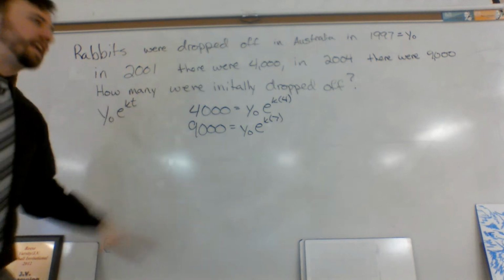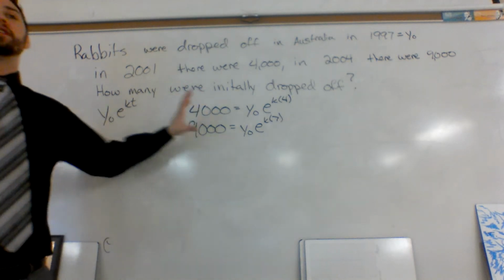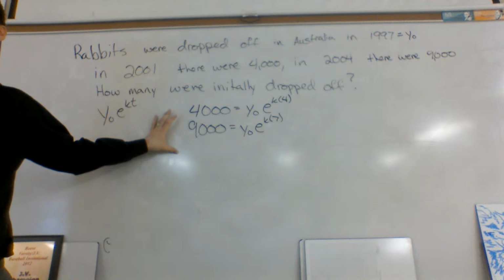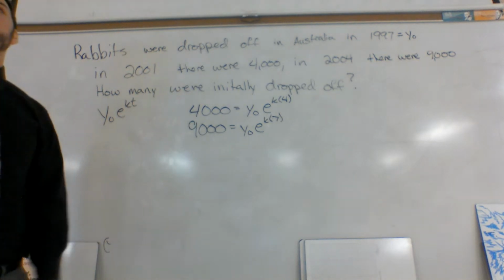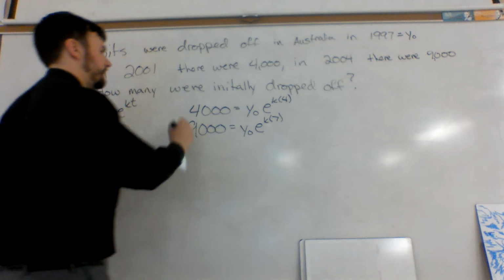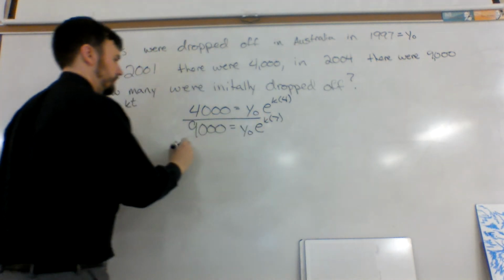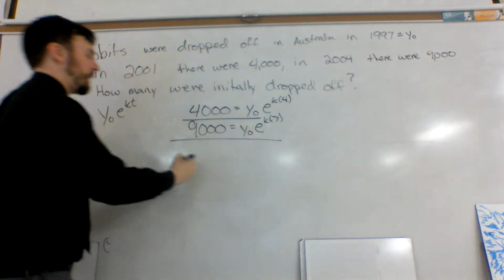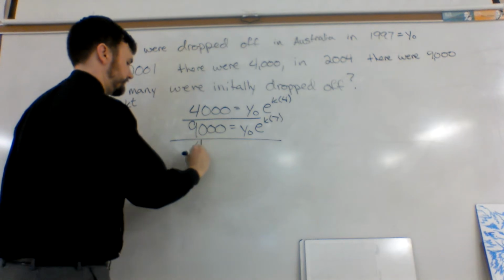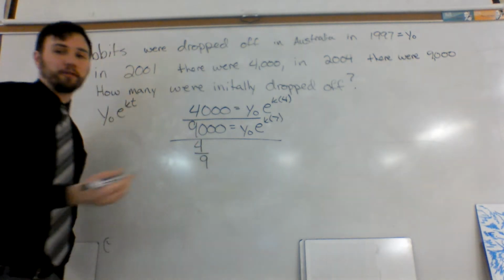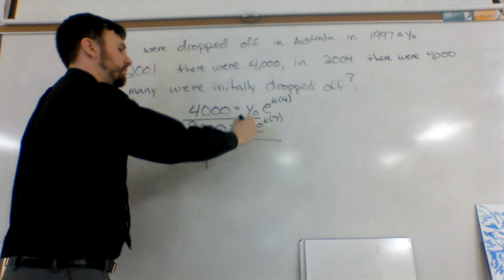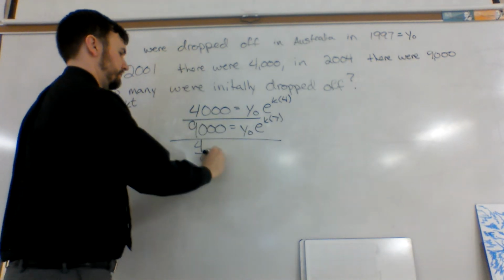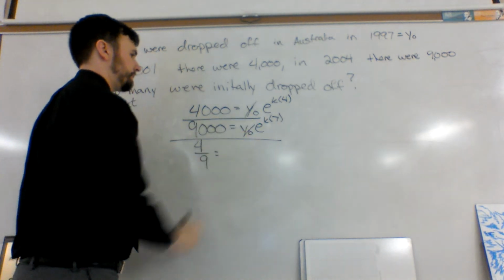You could use substitution if you want to, or other ways, but I'm going to suggest that you divide the 2 equations by each other because you can. So what's 4,000 divided by 9,000? 4 over 9. What's y sub 0 divided by y sub 0? 1, so we don't worry about it.